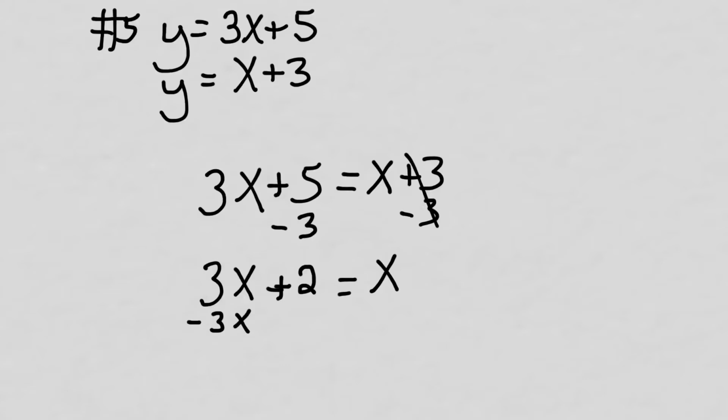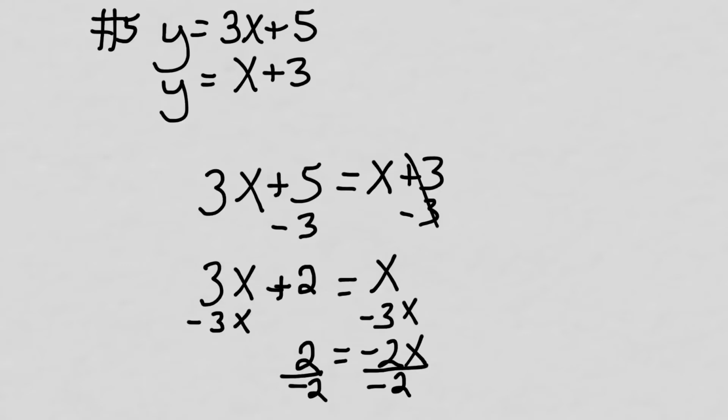Okay, I want to get my variables on one side and my numbers on the other. So minus 3x, right? That leaves us with a positive 2 on the left, and that leaves us with minus 2x on the right. All right, to get rid of this minus 2x, we divide both sides by -2.